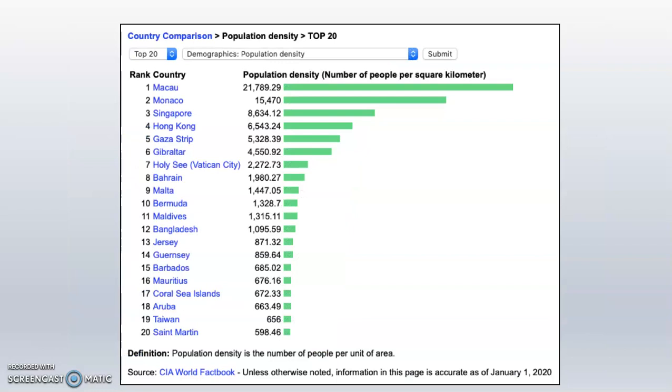Now, this is population density, which we call arithmetic density. So number of people per square unit, kilometer, mile, whatever way you want to look at it. And you can see some of the countries on here: Macau, Monaco, Singapore, Hong Kong, Gaza Strip, whatever. Okay, you can see those are very densely populated areas.